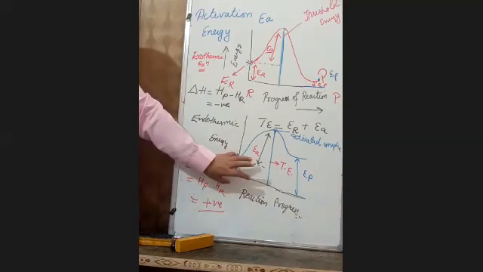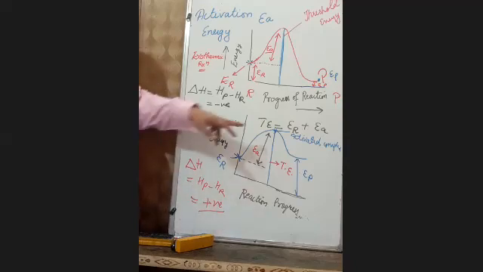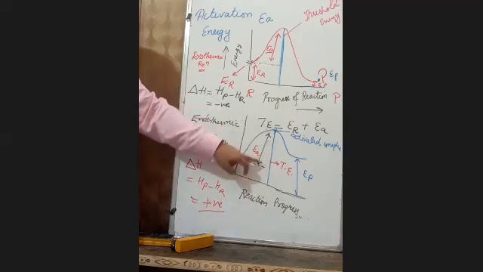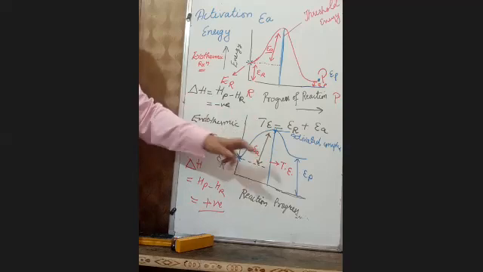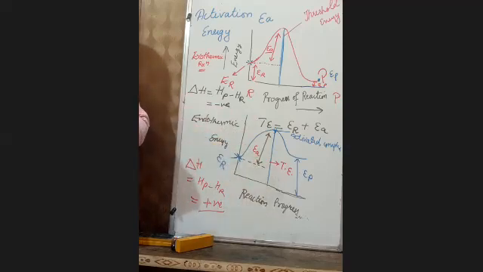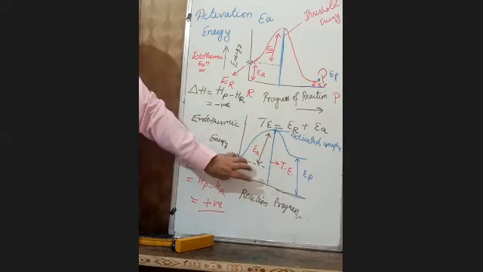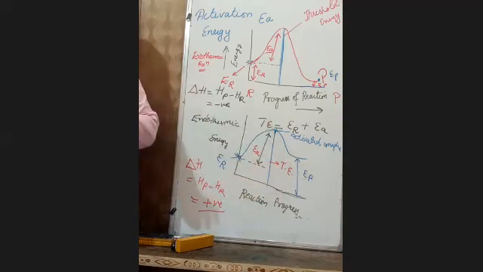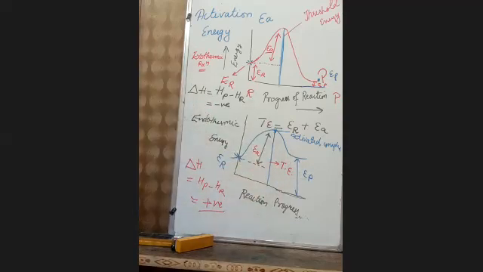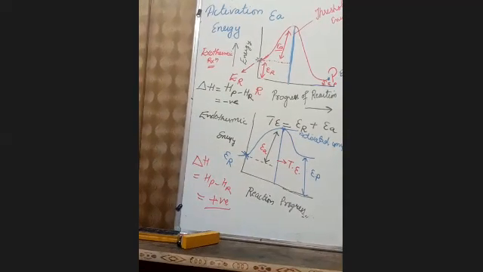This is the energy acquired by reactant molecules. This is the activation energy which must be possessed by reactant molecules to convert it into product. Fine. So threshold energy is equal to energy of reactant plus activation energy. Dear students, is there any doubt? Please let me know.